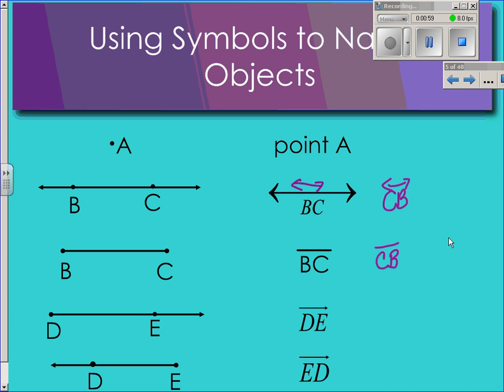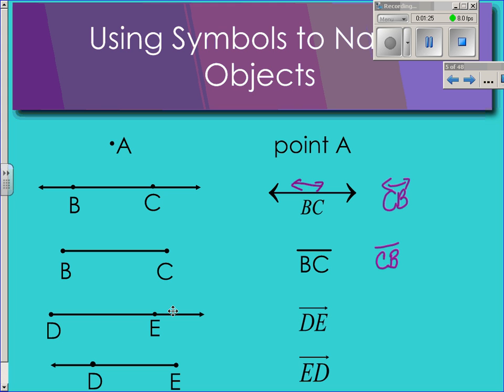We also use symbols for planes, for points, and for rays. For points, it's just really simple. This is what it would look like, especially on the coordinate plane, and we just call it point A. Make sure that you use capital letters because that is super important. We always use capital letters in geometry. We do not use lowercase letters.